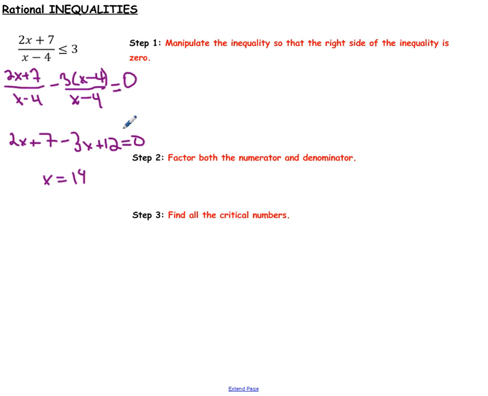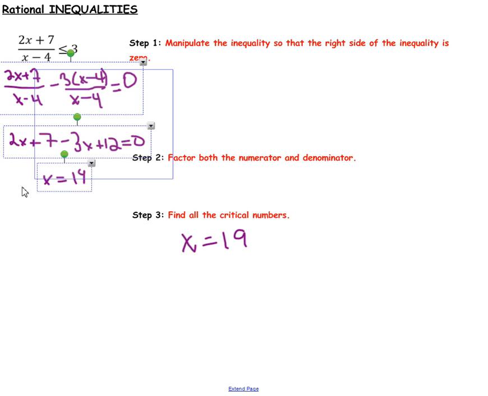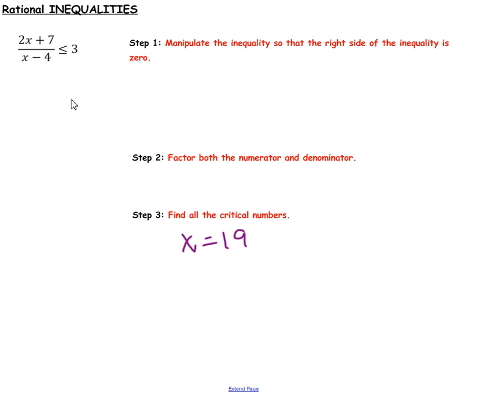So here is one of my critical values. One of my critical values is 19. Okay, the other critical value is where my denominator goes to 0. And my denominator goes to 0 when x minus 4 is equal to 0. I solve this and I find that x is equal to 4. It's a critical value.